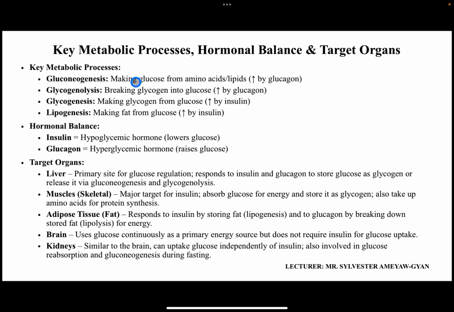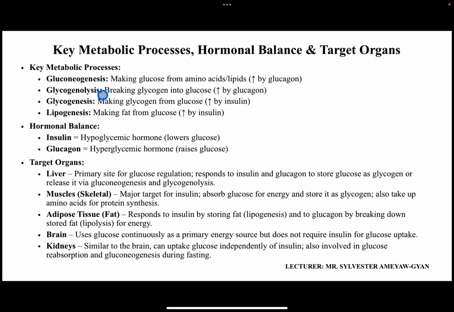Anytime the levels of glucagon increase, this process would occur. Gluconeogenesis is a process whereby glucose is made from non-carbohydrate sources, like fats and proteins, which we convert back into glucose. Anytime glucagon levels increase, gluconeogenesis would occur. That is why it is showing over here.